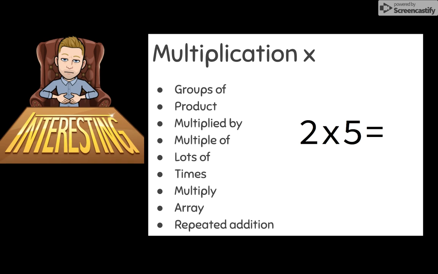Moving on to multiplication. When looking at multiplication problems, we need to look out for these words: groups of, product, multiplied by, multiple of, lots of, times, multiple, array, repeated addition. For example, 2 groups of 5. What is the product of 2 and 5? What is 2 multiplied by 5? 2 lots of 5 equals 2 times 5. You can see there, all of those words go into the equation quite nicely, and all those words tell us it's a multiplication question.